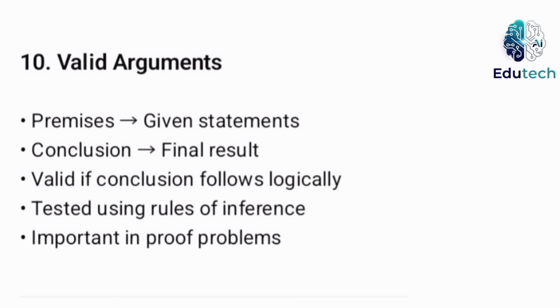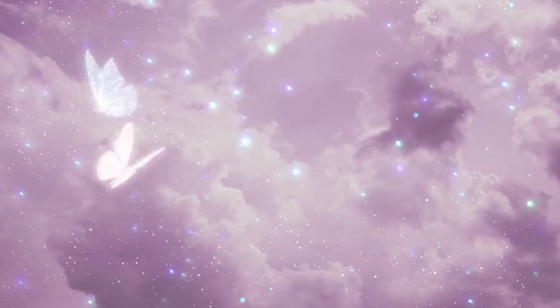Explain valid arguments. An argument consists of premises and a conclusion. An argument is valid if the conclusion logically follows from the premises. Validity can be tested using truth tables or rules of inference. Logical reasoning ensures that correct conclusions are derived from true premises.